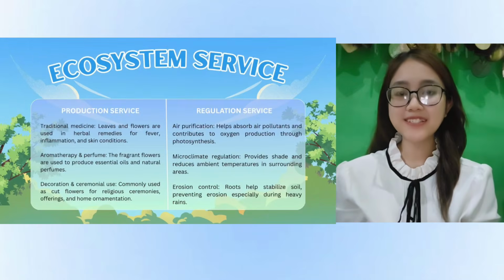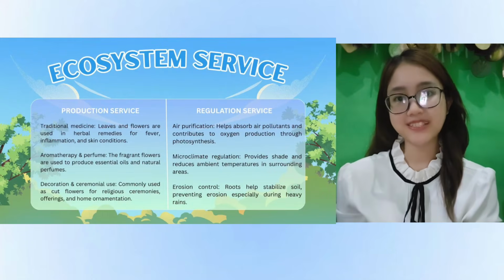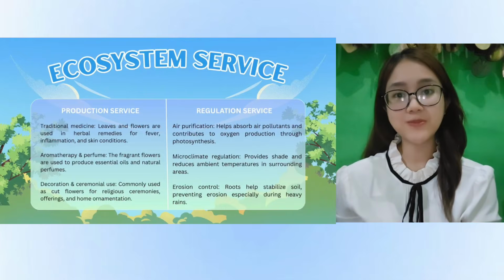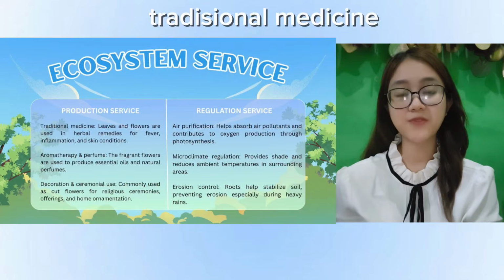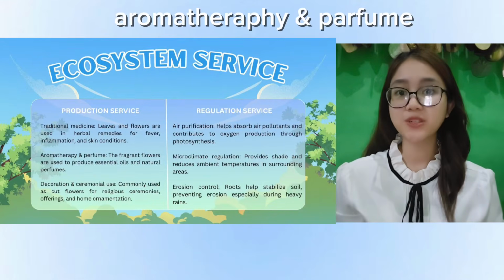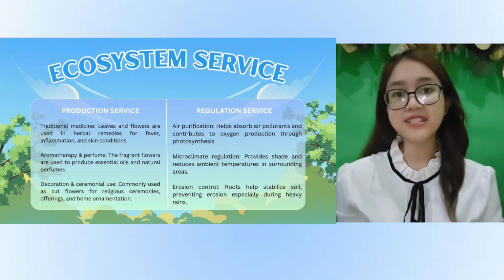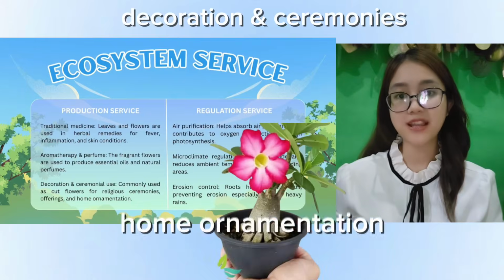Now, let's move on to the ecosystem services provided by the frangipani tree. These services are divided into 4 categories. On this slide, we will discuss the production and regulation services. First, production services. For traditional medicine, leaves and flowers are used in herbal remedies for fever, inflammation, and skin conditions. For aromatherapy and perfume, the fragrant flowers are used to produce essential oil and natural perfumes. For decoration and ceremonial use, commonly used as cut flowers for religious ceremonies, offerings, and home ornamentation.